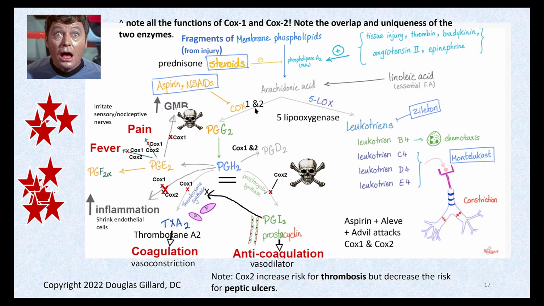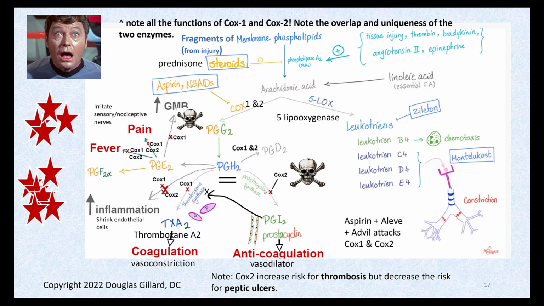So COX-1 and COX-2 both are used and both can convert arachidonic acid, through an intermediate, we won't worry about PGG2, into this main molecule called PGH2, prostaglandin H2. Prostaglandin H2 can go three ways. It can be converted into our friend PGE2.